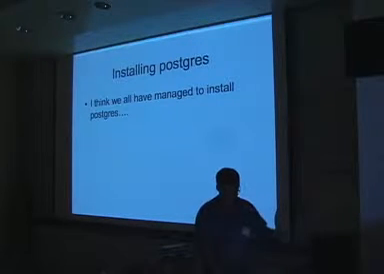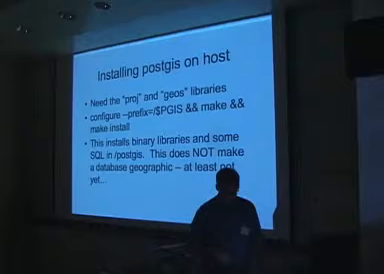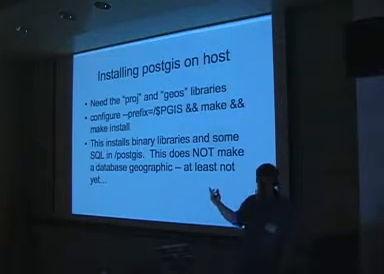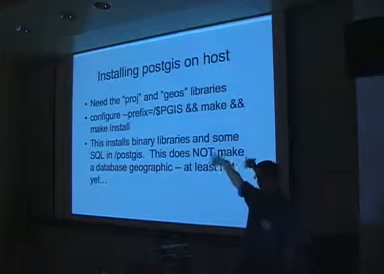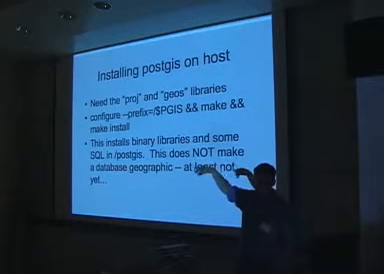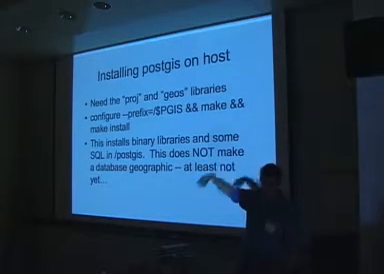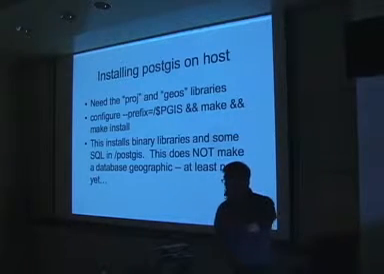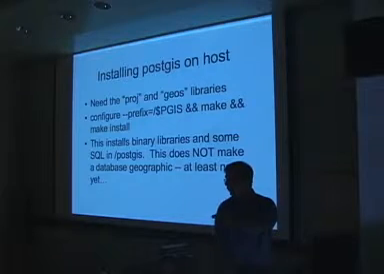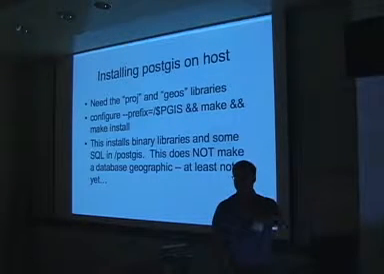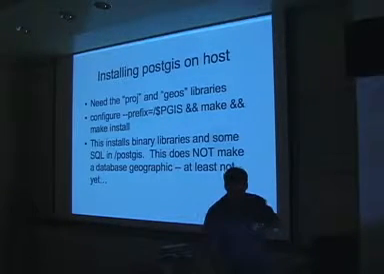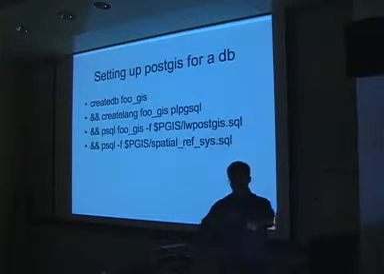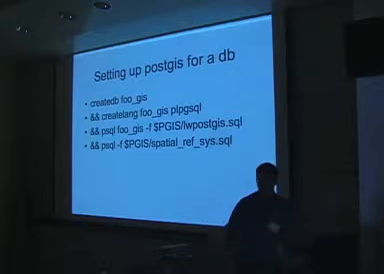So installing Postgres, you install PostGIS on Postgres. What does that mean? First of all, you need the Proj and Geos libraries, and you need to Google them so you know what they are. Then you just configure with a prefix, make install. This installs the libraries, but does not install anything on the database. So none of your databases are as yet geographic. Important to know, in case you fire one up and you wonder why it doesn't work.